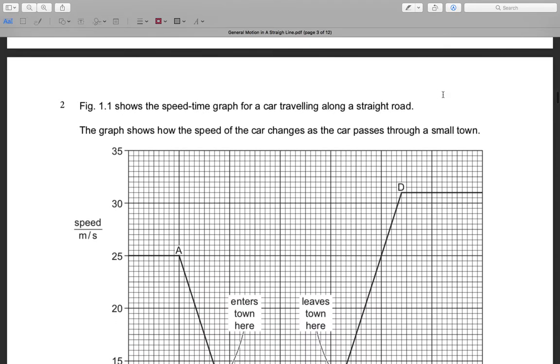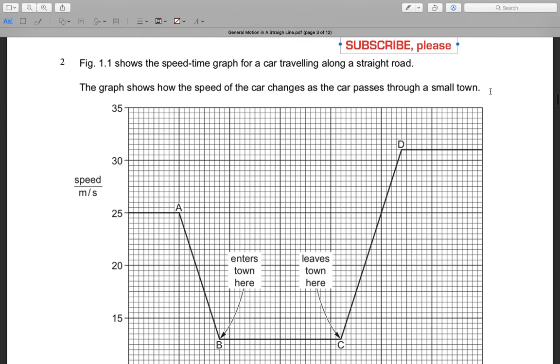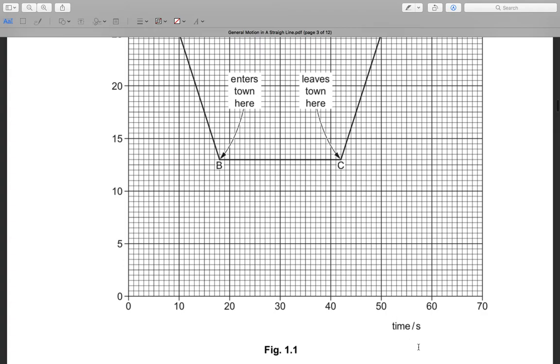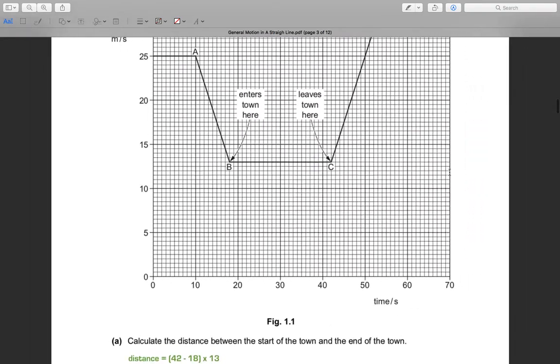Yes, we have number 2. Figure 1.1 shows the speed-time graph for a car traveling along a straight road. The graph shows how the speed of the car changes as the car passes through a small town. We have the y-axis as speed in meters per second, and the x-axis as time in seconds.